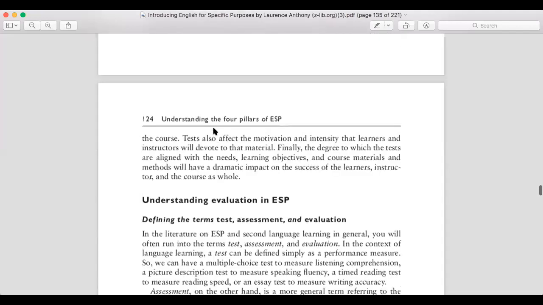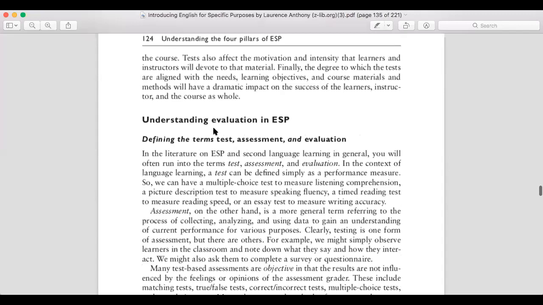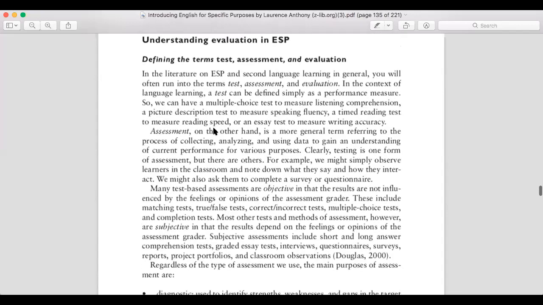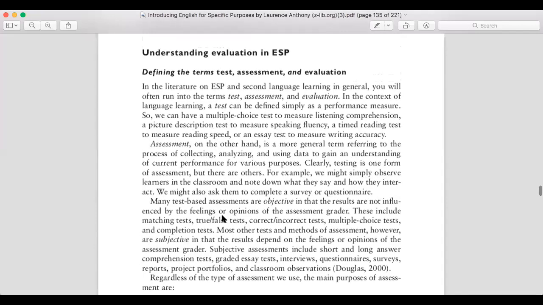But for now, we need to move on and we need to understand evaluation in ESP. And to understand this evaluation, we need to look at three terms. We need to differentiate between three very similar terms.